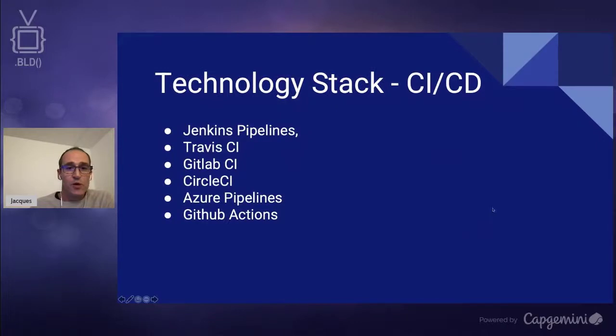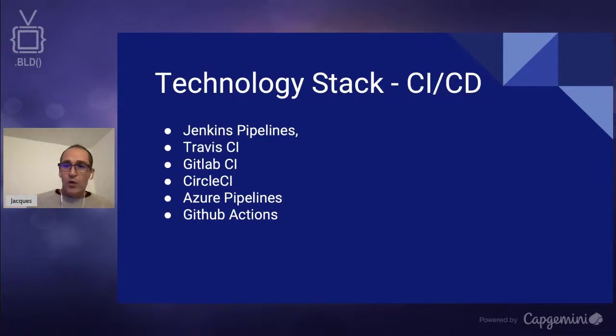If we jump to support for CI/CD, it's got support for Jenkins, Travis, GitLab, CircleCI, Azure Pipelines, and GitHub Actions. Now, I haven't used all of those. I have used Jenkins, GitLab, and Azure Pipelines, but I believe the others are supported as well.